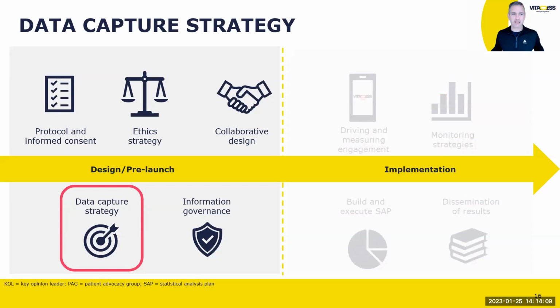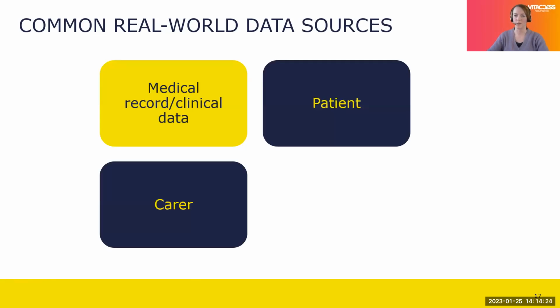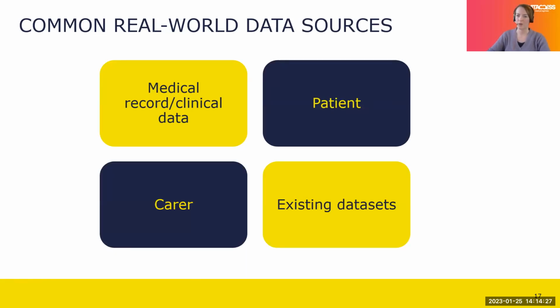So Catherine, back to you for some data capture. Thank you. So thinking about the actual data that you want to collect during your real world study, on the next slide, there are examples of some of the common real world data sources that we work with. So as already explained, we work primarily in primary data collection. So our usual sources include things like medical records and clinical data, either alone or in combination with patient and carer reported data. But there are also, of course, a number of large existing data sets out there as well. For the purposes of today's webinar, we're going to focus on those first three.